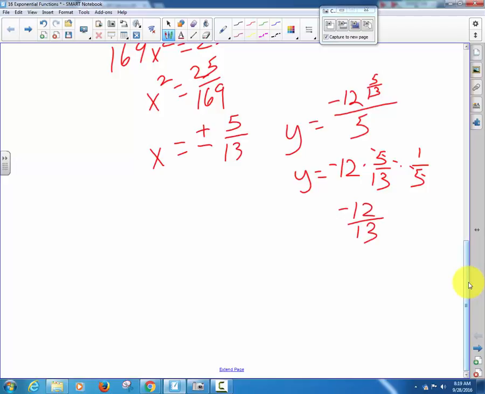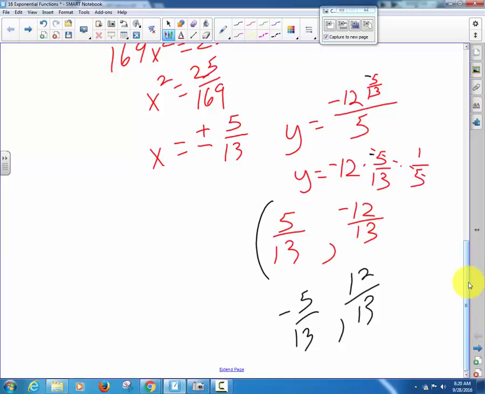So when I put positive 5/13 in there, I get negative 12/13 out. What happens when I put negative 5/13 in there? If instead of a 5/13 that had been negative, that would change that to negative. That would just simply make our answer positive. So there are our two answers that we got. 5/13, negative 12/13, and negative 5/13, 12/13.